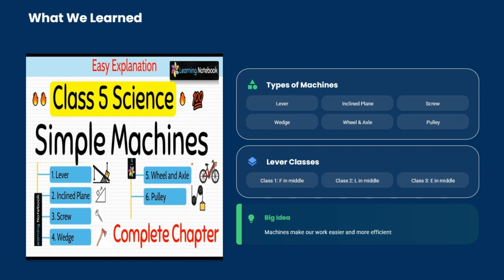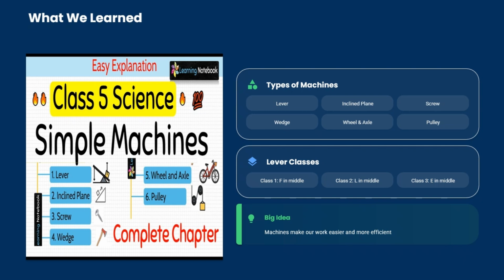Remember, from the ramp that helps a wheelchair to the bicycle you might ride, machines are everywhere, making our world work. A final fun fact for you. The very word machine has ancient roots. It comes from the Greek word mechain, which means a device or a clever way to solve a problem. And that's exactly what every machine is, a clever solution to make our work lighter and easier.